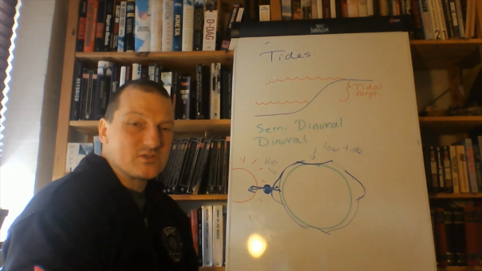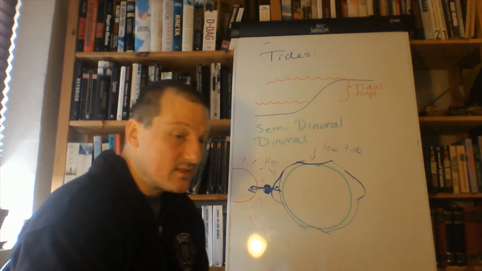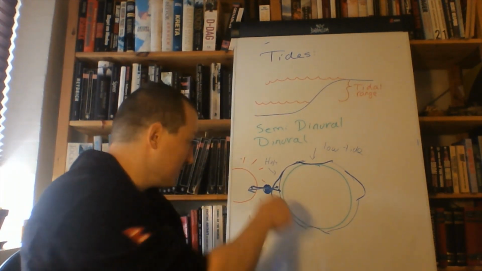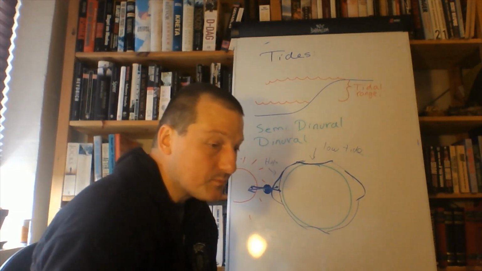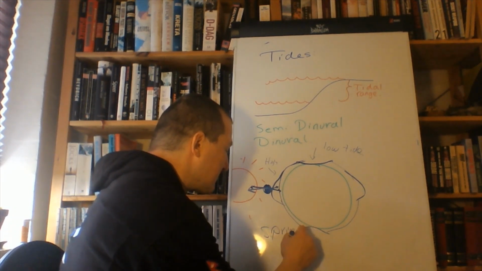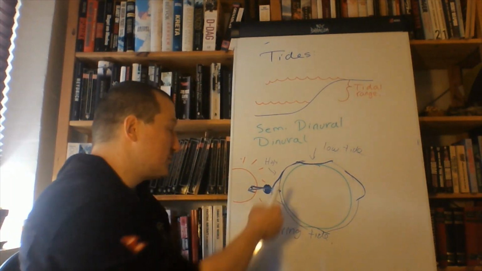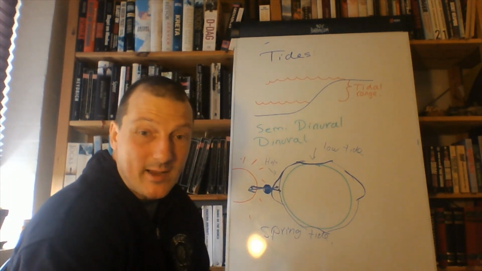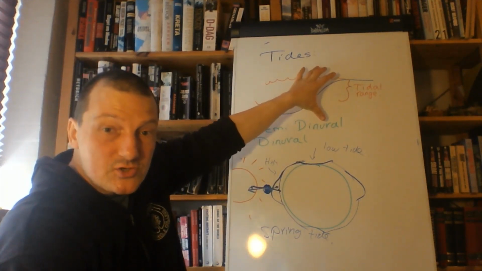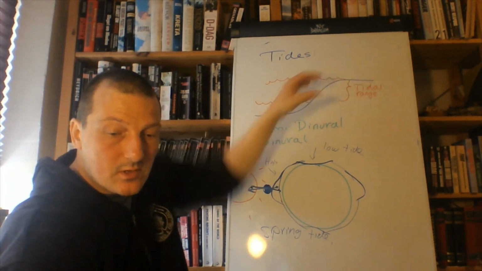But the clever student will say, but Peter, the Sun and the Moon aren't always in the same place. This here is what we call a new moon, when the Sun and the Moon are right in the same line here. And if that happens, we will have what we call a spring tide. Because the Sun and the Moon are pulling in the same direction, the high tide will be high and the low tide will be low. This means our tidal range will be very large.